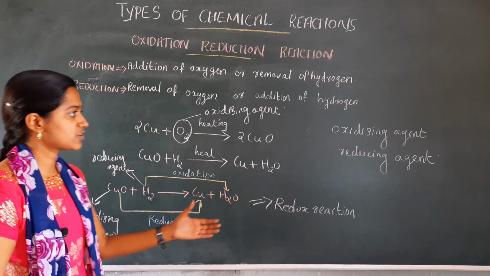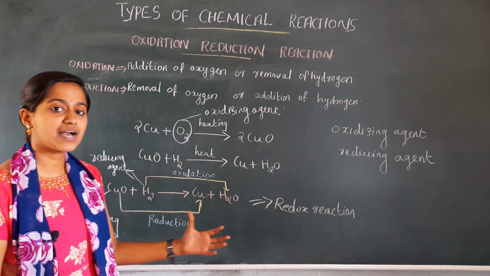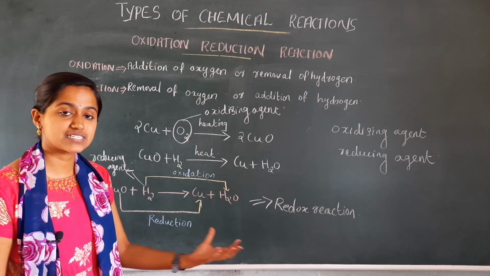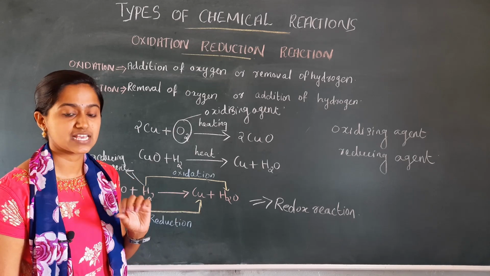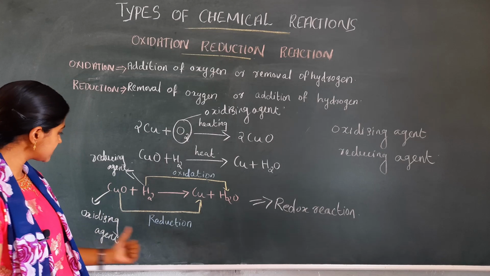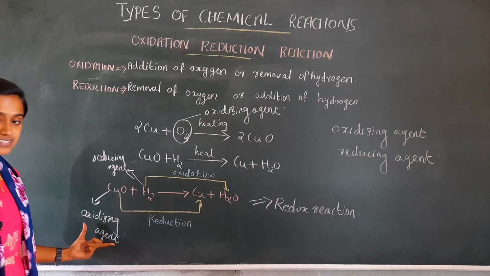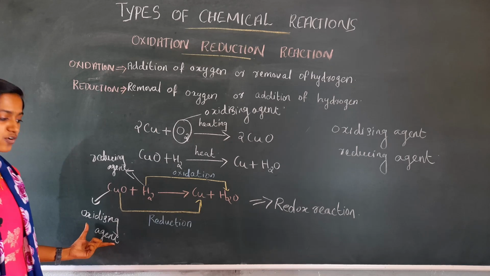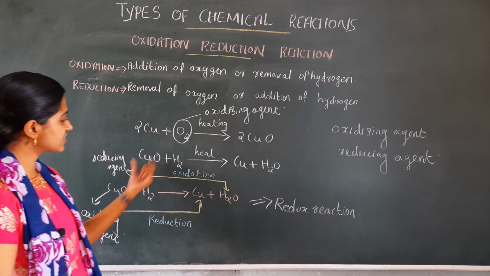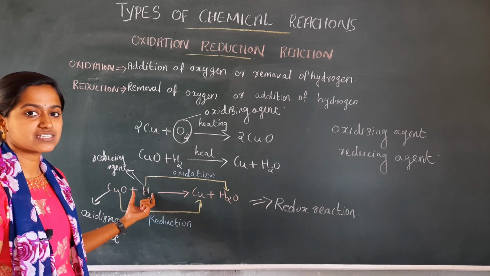So these are the oxidizing agent and reducing agent in the redox reaction. In a simple manner, we can define what is an oxidizing agent and a reducing agent. Oxidizing agents are the substances which undergo reduction. So in this equation, copper oxide undergoes reduction, so copper oxide acts as an oxidizing agent in this redox reaction. Similarly, hydrogen undergoes oxidation, so it acts as a reducing agent in this equation.